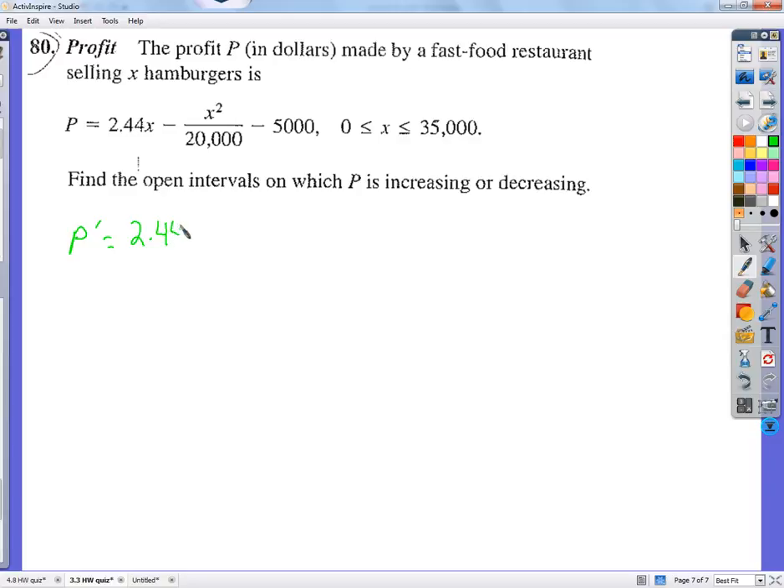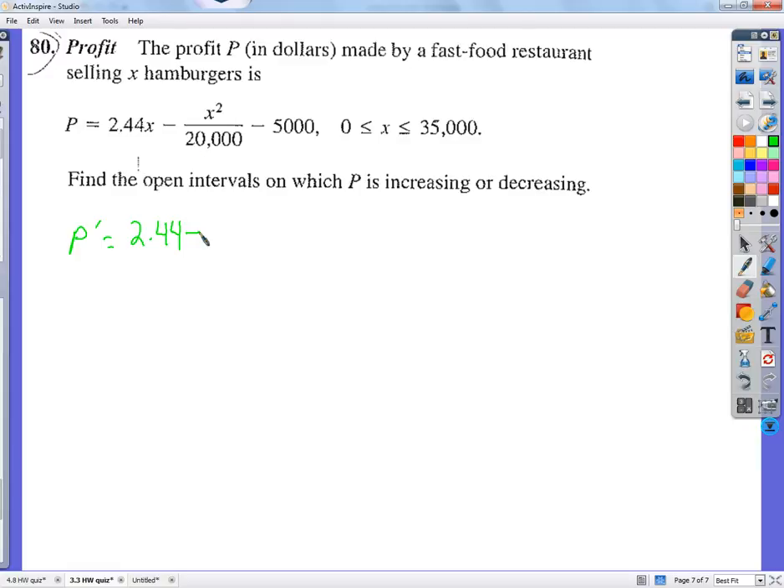2.44 minus 2x, or it's going to be x over 10,000. Right? Or do you have to do that? No, I have to do that first, you have to do the quotient. Constant quotient rule. You can make it a product.